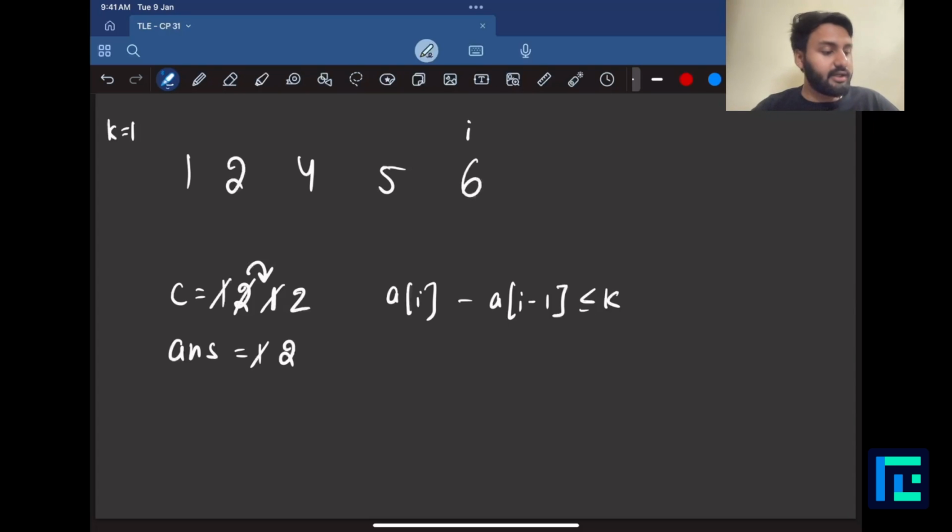This comes to i and i-1. 6 minus 5 is actually less than or equal to k. So the counter becomes 3, which dictates that you found a 3-length segment. Now this is of course more than the previous answer stored. It automatically gets maximized and your value shifts from 2 to 3.